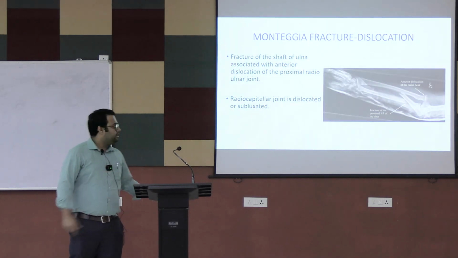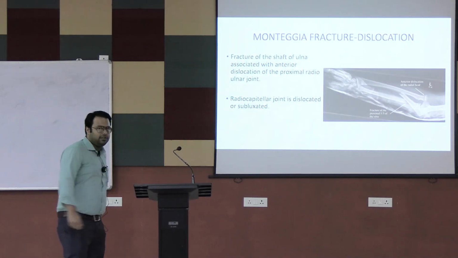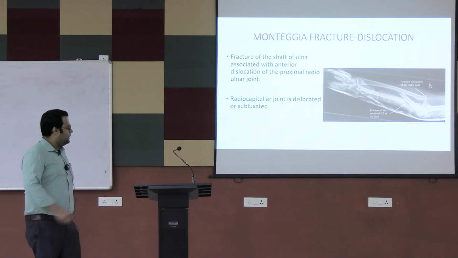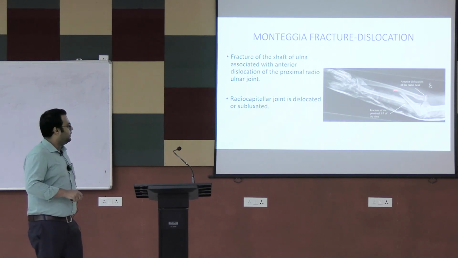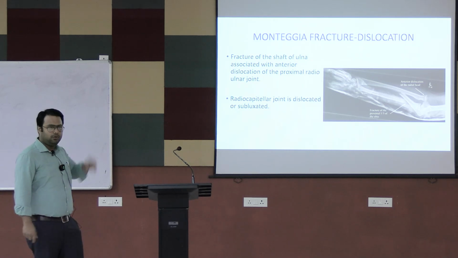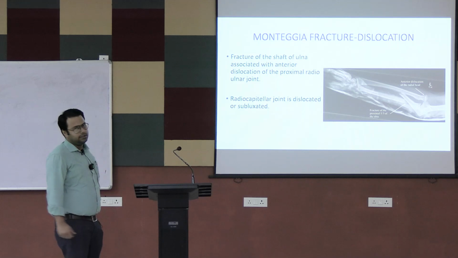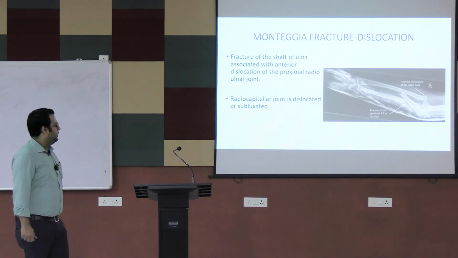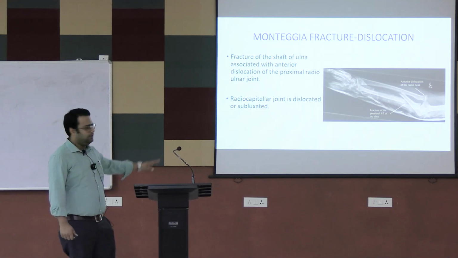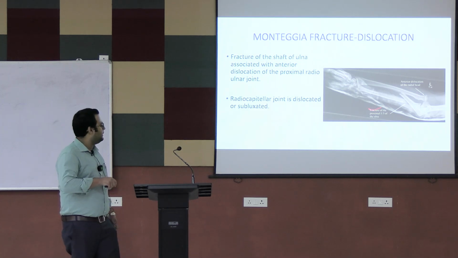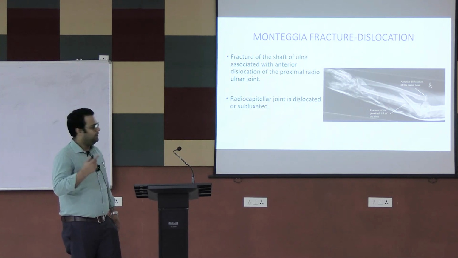Next topic is Monteggia fracture dislocation. So what is Monteggia fracture dislocation? This is a fracture of the shaft of ulna, mostly the proximal shaft of ulna, along with dislocation of the proximal radioulnar joint. So two points: fracture of the proximal part of the shaft of ulna and dislocation of the proximal radioulnar joint. So naturally, the radiocapitellar joint is also dislocated, as you can see in this X-ray. This head of radius has gone volarly.